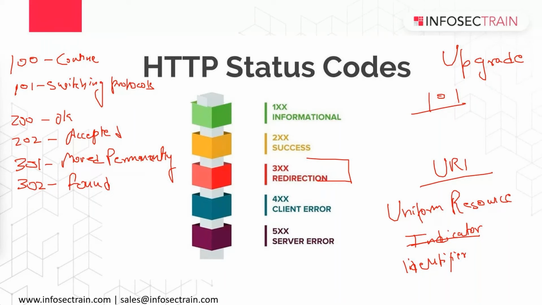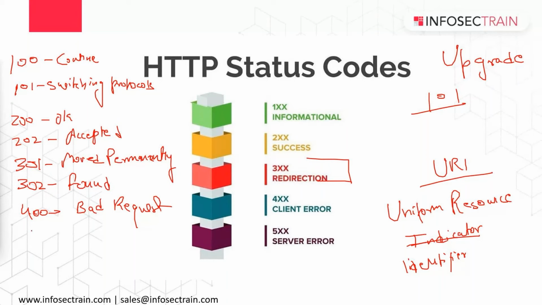Then we have client side errors. We have seen 400. 400 means bad request. Whatever you have sent, the server cannot or will not process the request due to a client side error. Either your request is malformed, or you are sending an invalid or deceptive request. That's why you are getting the 400 bad request error.